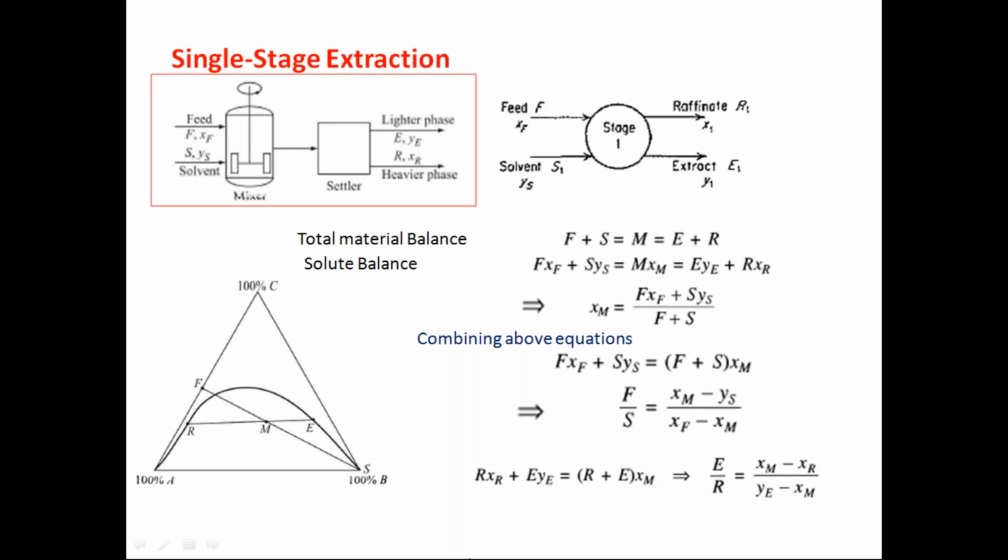Okay, once you find out YE and XR, you can take the help of this equation. E by R is equal to XM minus XR over YE minus XM. You know XR and YE, so you can find out the E by R ratio. So you have E plus R is equal to M and E by R is equal to this much. Then you can find out what is E, what is R. In that way, the quantities of E and R, and the qualities YE and XR, can be estimated in a single stage extraction operation. This is how you have to find out.